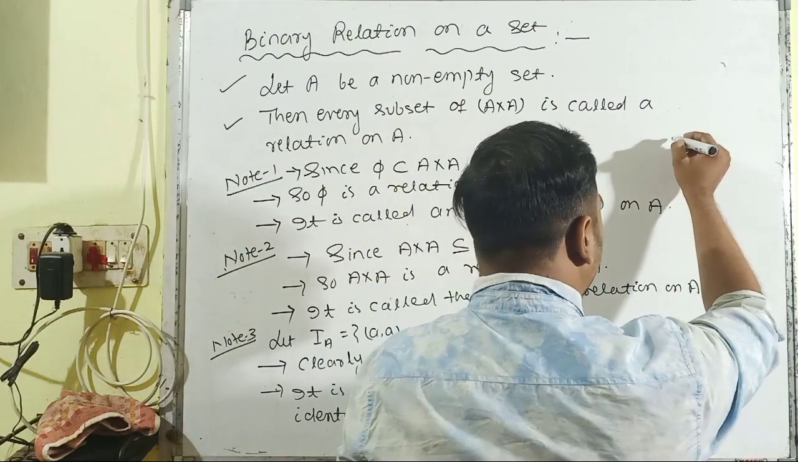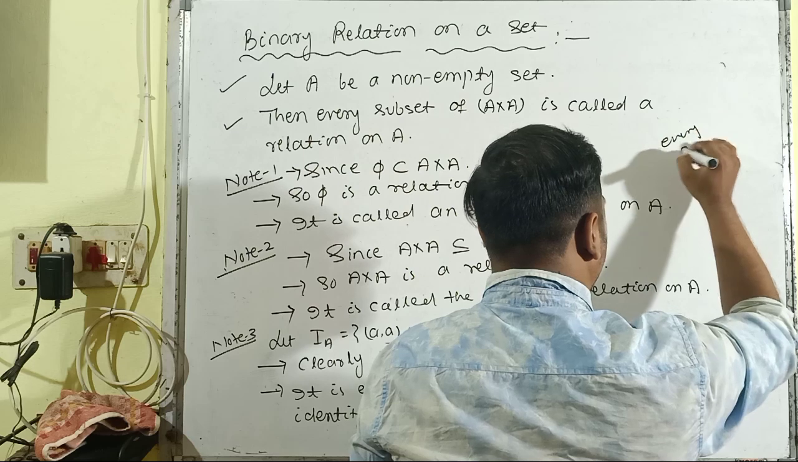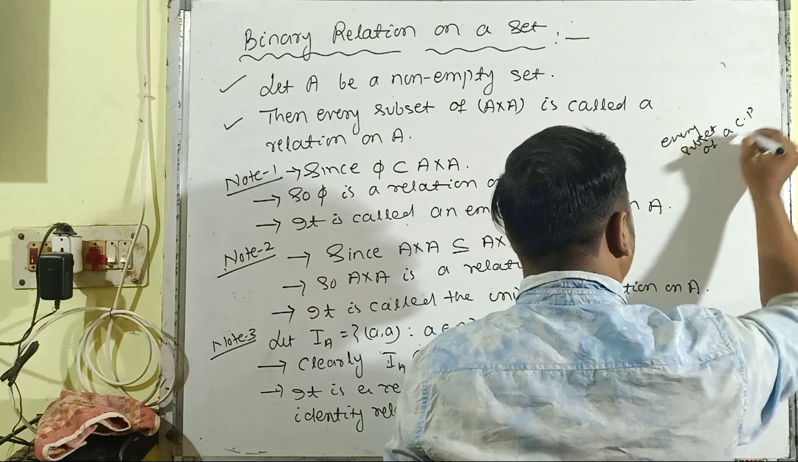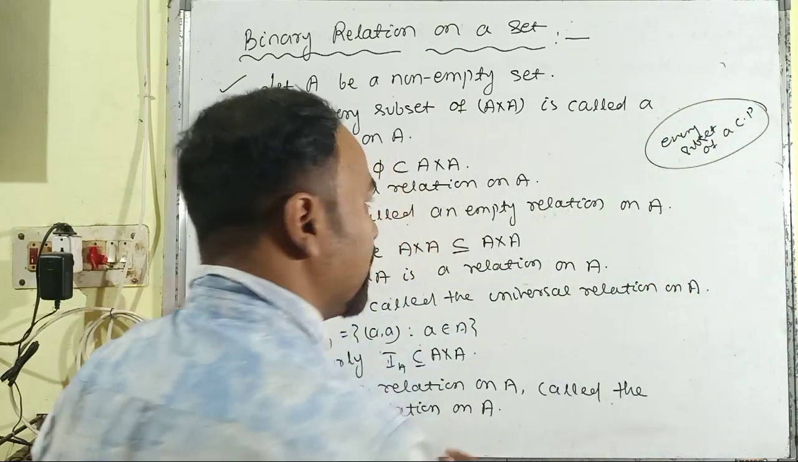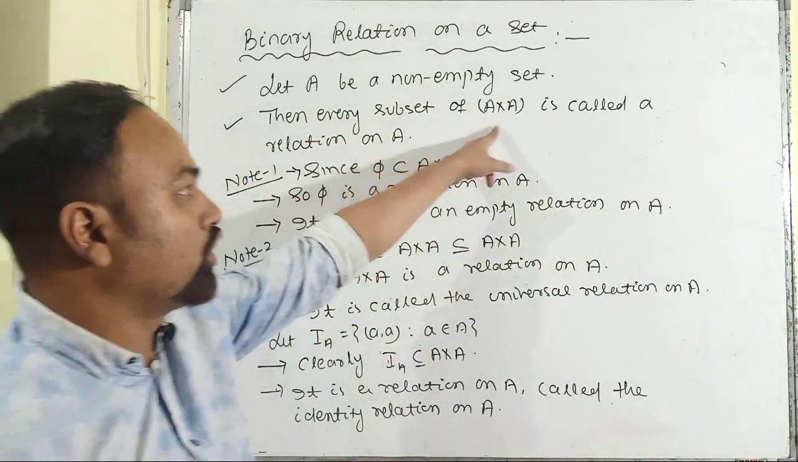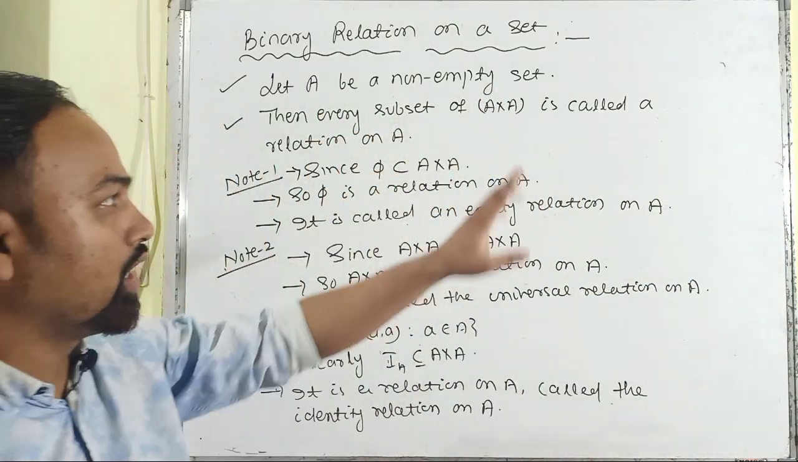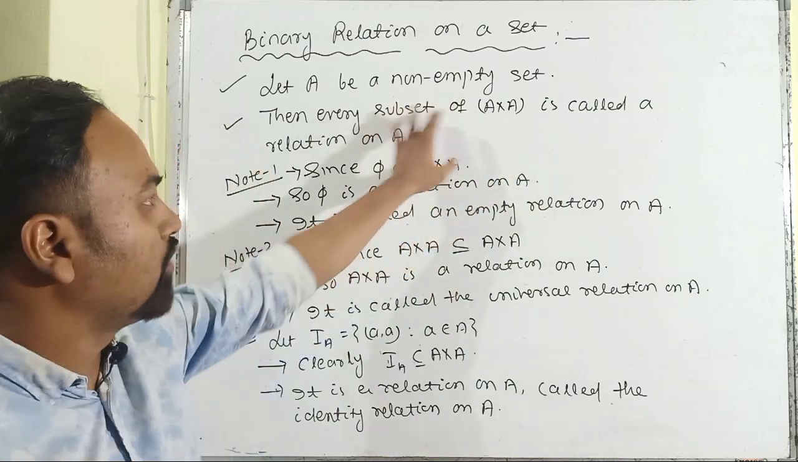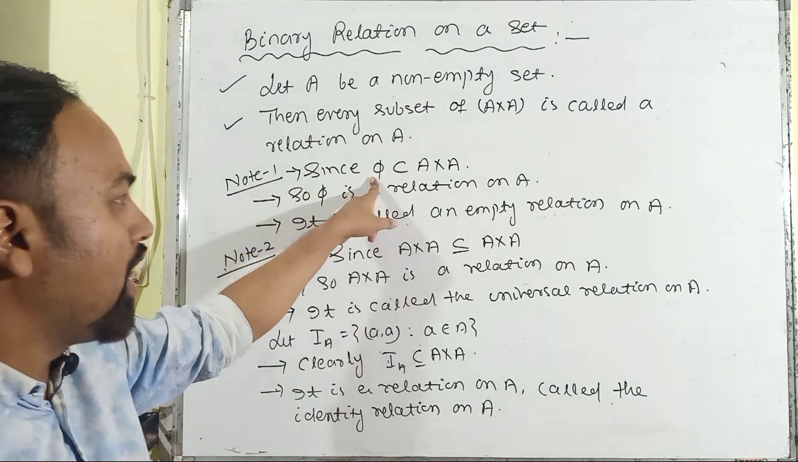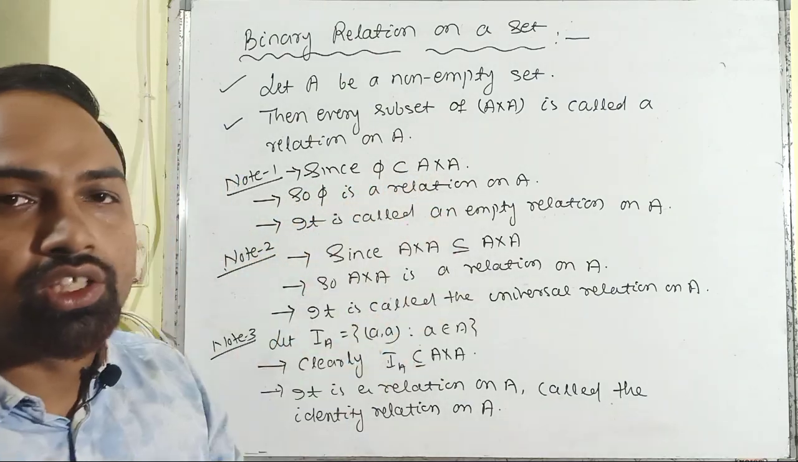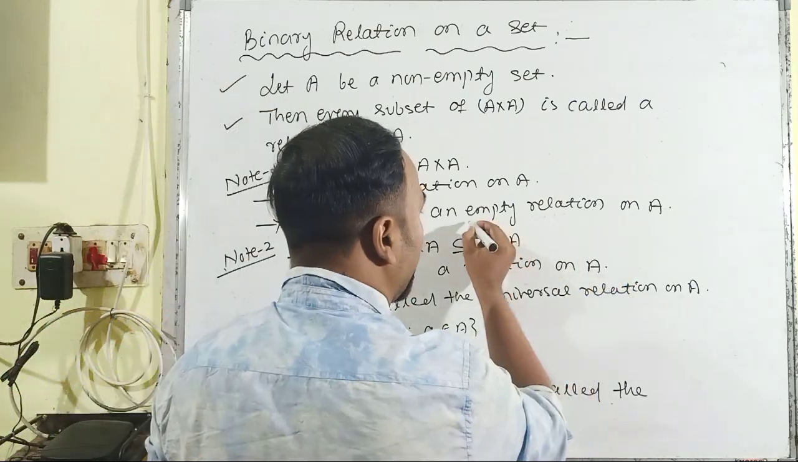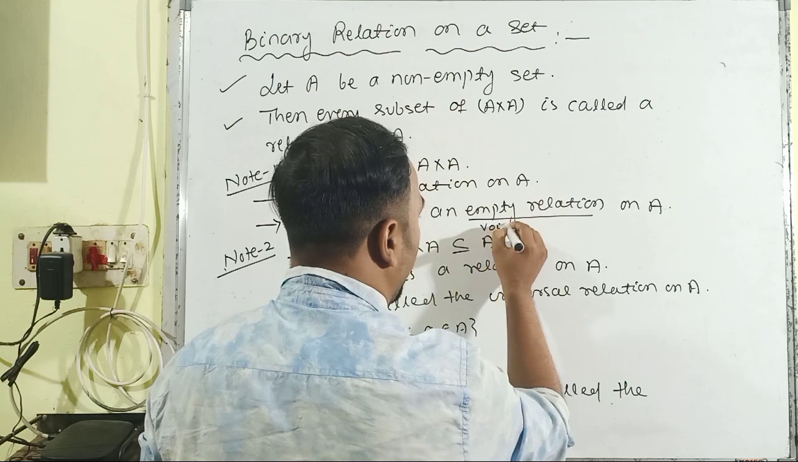So we know that every subset of a Cartesian product is a relation. Similarly, every subset of A cross A, because we are considering only one set, so here the Cartesian product is A cross A. So every subset of A cross A is called a relation on A. Since the empty set, that means phi, is a subset of A cross A, it is also a relation, and it is called the empty relation, or you can also write void relation.